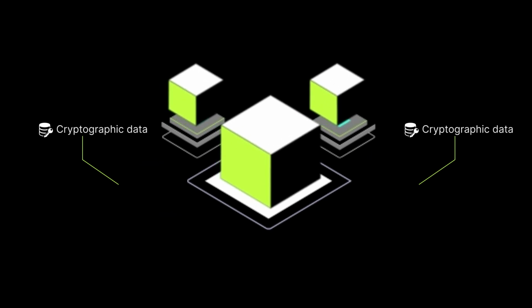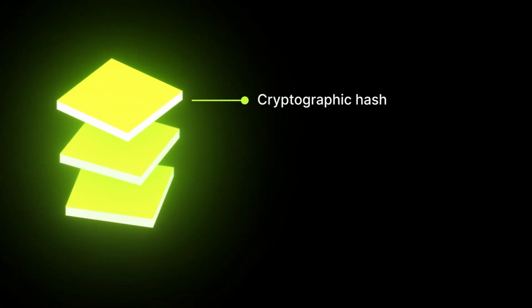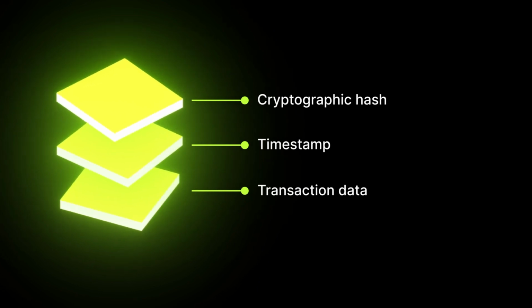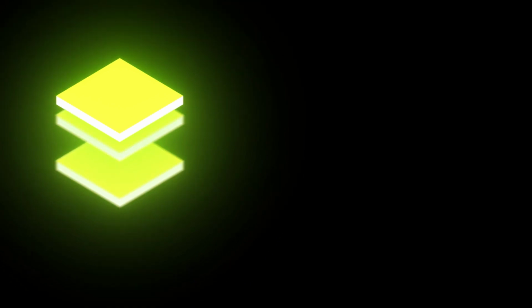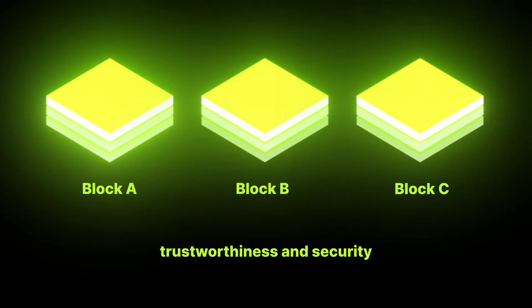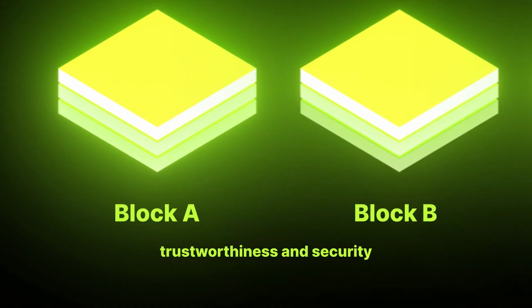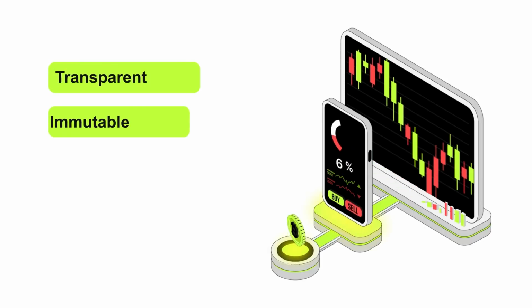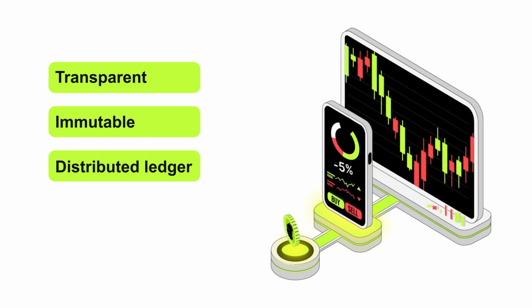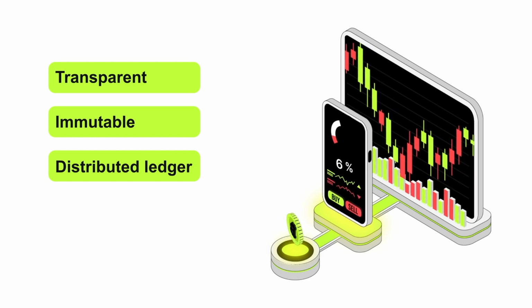So that data within each block consists of a variety of information, including a cryptographic hash of the previous block, a timestamp, and transaction data. The fact that each new block contains that cryptographic hash of the previous block is one of the main innovations that guarantees the trustworthiness and security of blockchain. Because each block of data is connected by cryptography, the information within each block cannot be changed once it's been added to the chain. And this is why blockchains are used for cryptocurrency, because they create a transparent, immutable, and distributed ledger that can be shared but not edited.